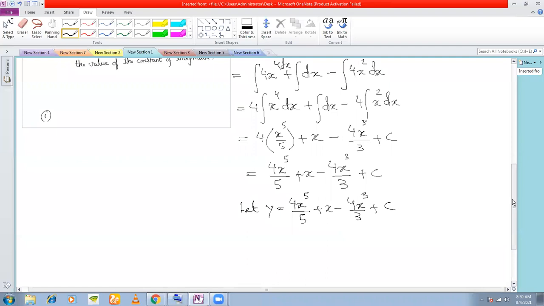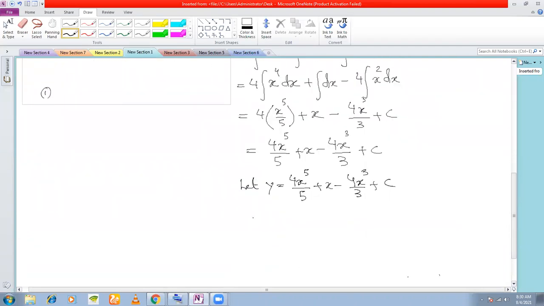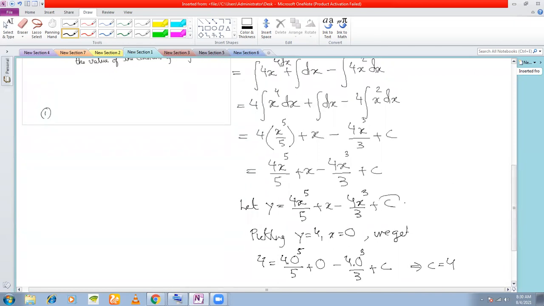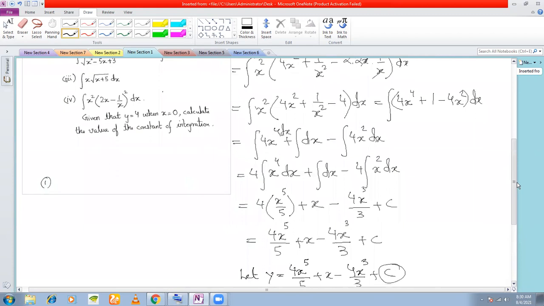Now what are the boundary conditions given here? y is equal to 4 when x is equal to 0. So putting y is equal to 4, x is equal to 0, we get c is equal to 4. So the value of the constant of integration here is 4. So therefore, what is the function here?